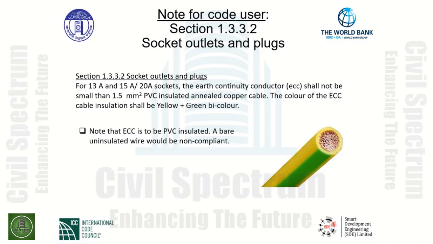A note for the code user: in section 1.3.3.2, titled Sockets, Outlets, and Plugs, there is a requirement, and it indicates for 13 amp, 15 amp, and 20 amp sockets, the earth continuity conductor shall not be smaller than 1.5 square millimeters, PVC insulated annealed copper. The color of the earth continuity conductor cable insulation shall be yellow plus a green bicolor.